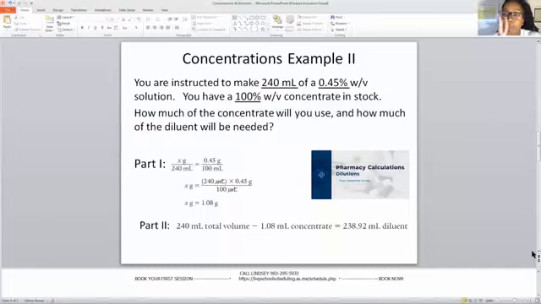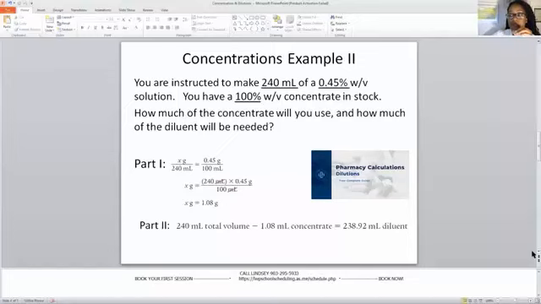Concentration example number 2. You are instructed to make 240 mLs of a 0.45 weight over volume solution. You have a 100 weight over volume concentrate in stock. How much of the concentrate will you use and how much of the diluent will be needed? Now look, that's a 2-part question.